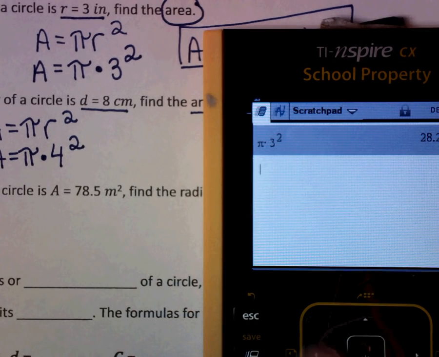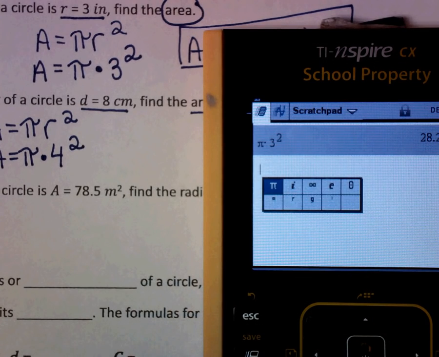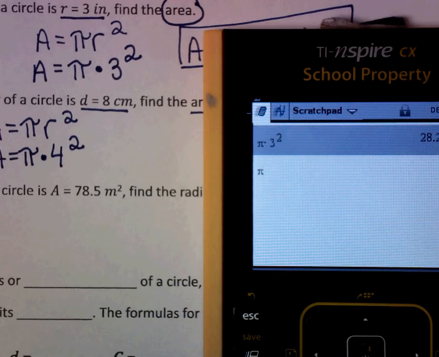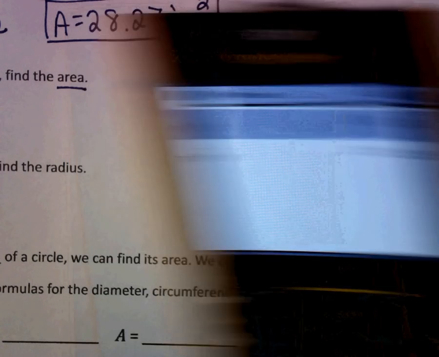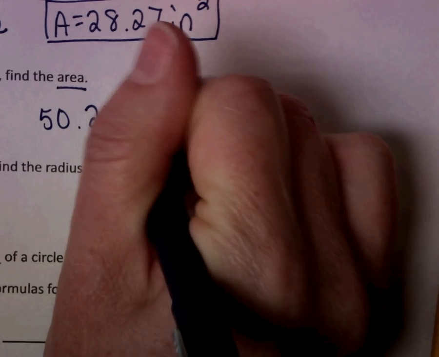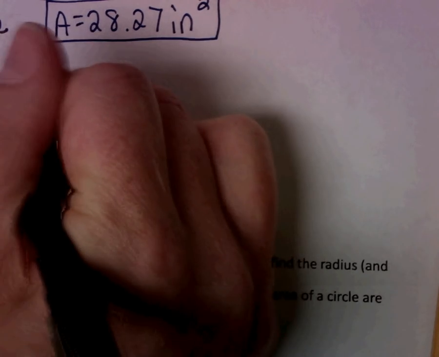Okay, so we're going to do pi times 4 squared. Make sure that we're getting these right answers with our calculator. And so if I round that to the nearest hundredth place, it would be 50.27. 50.27 centimeters squared is our area.